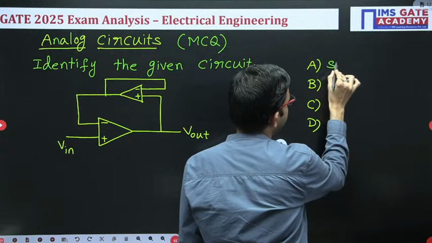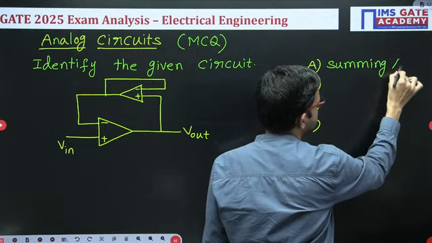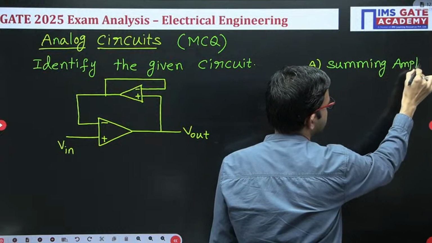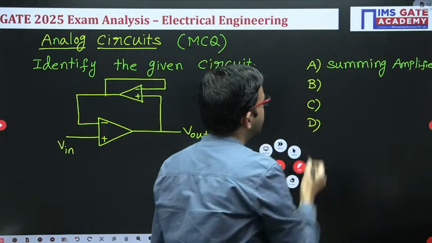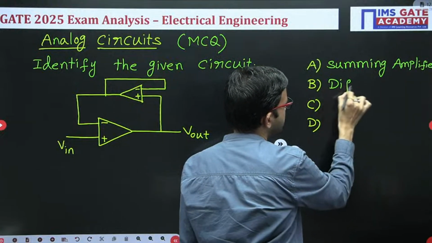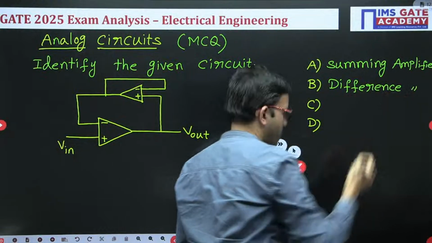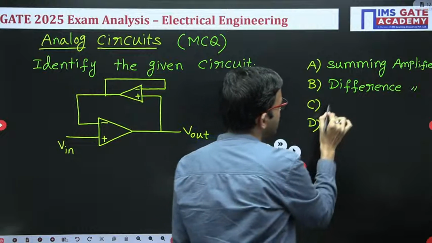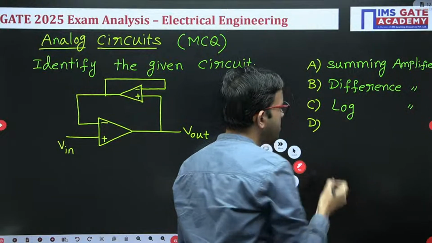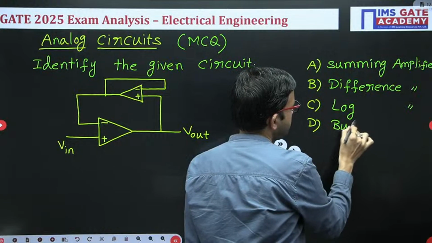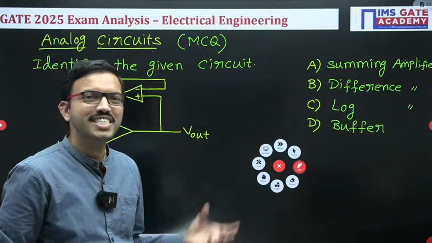Option A, summing amplifier. Option B, difference amplifier. Option C, logarithmic amplifier, or in short I am writing log amplifier. And option D, you are having buffer. I hope all of you solve this question easily, right?